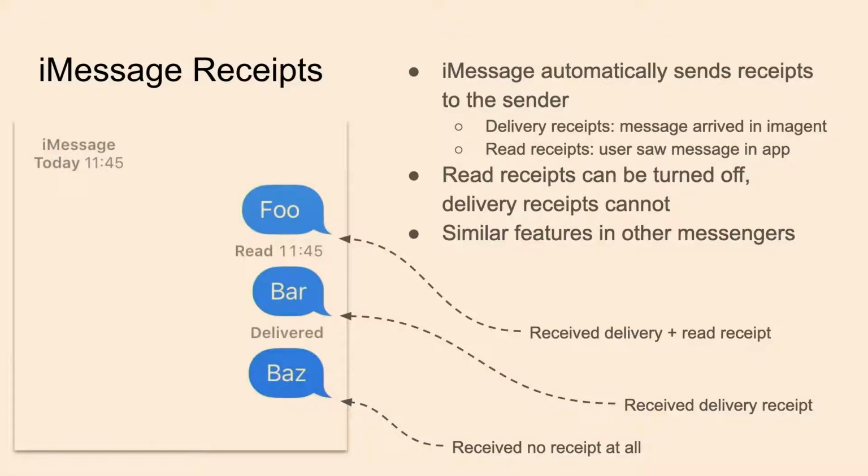So let's look at receipts, message receipts. iMessage, like many other messengers, I think pretty much all of them that I know, sends receipts for different things. iMessage in particular has delivery receipts and read receipts. A delivery receipt says the device received the message. A read receipt means the user actually opened the app and looked at the message. You can turn off read receipts, but as far as I know, you cannot turn off delivery receipts.